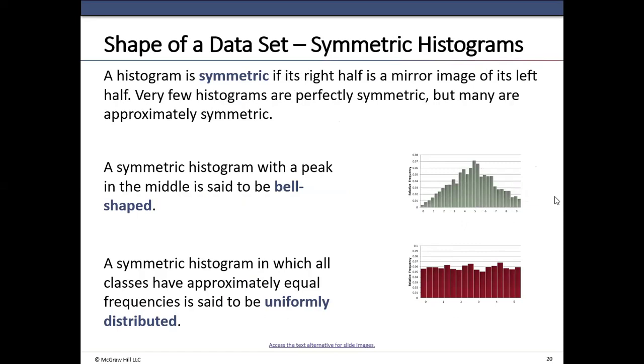And the one on the bottom is uniform, almost uniform. Why? Because the heights of each of these rectangles are almost similar, not exactly similar, almost similar. So almost uniformly distributed. Uniform distribution means the same relative frequency for each class.